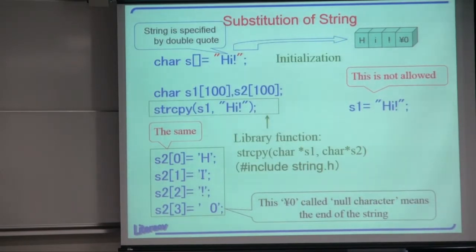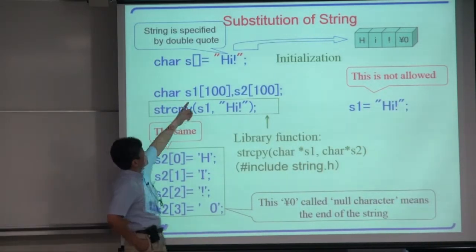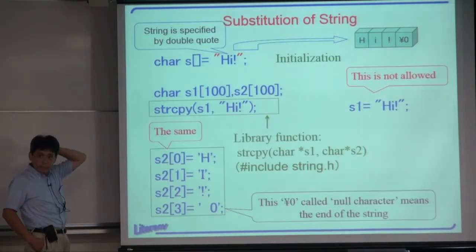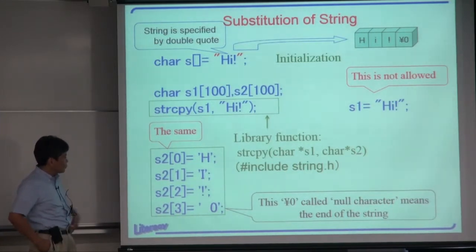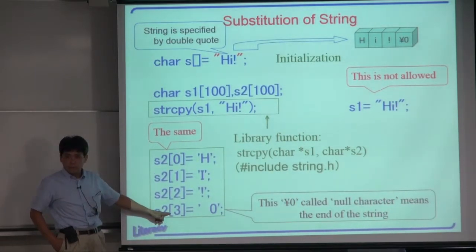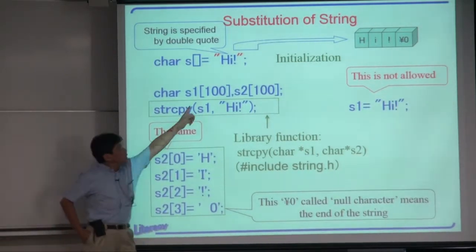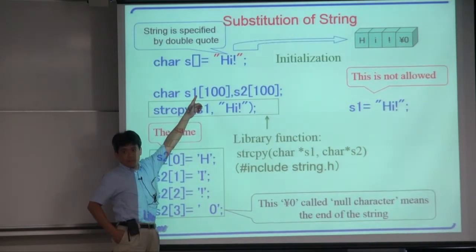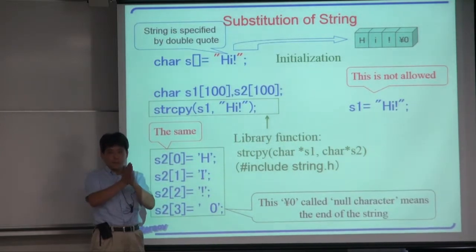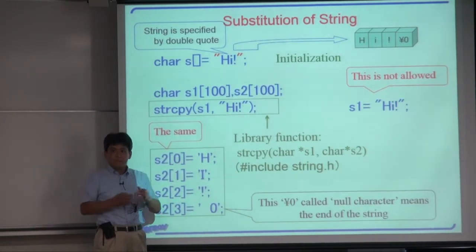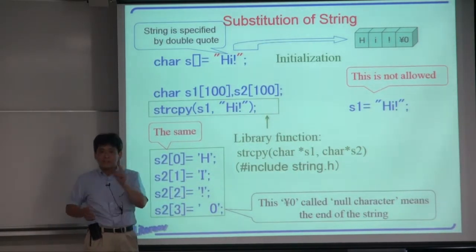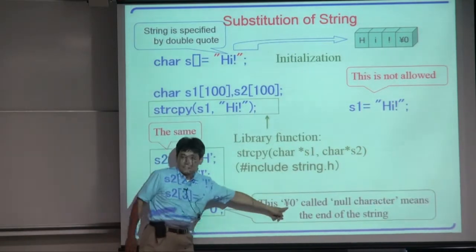This one says that the size of the S1 array is 100, right? So if you put only 4 characters, is that okay? This case is only a 3 character string. Of course, this array has a size of 100, so you can store at most 99 characters. Why? Because the remaining 1 character should be the backslash 0.